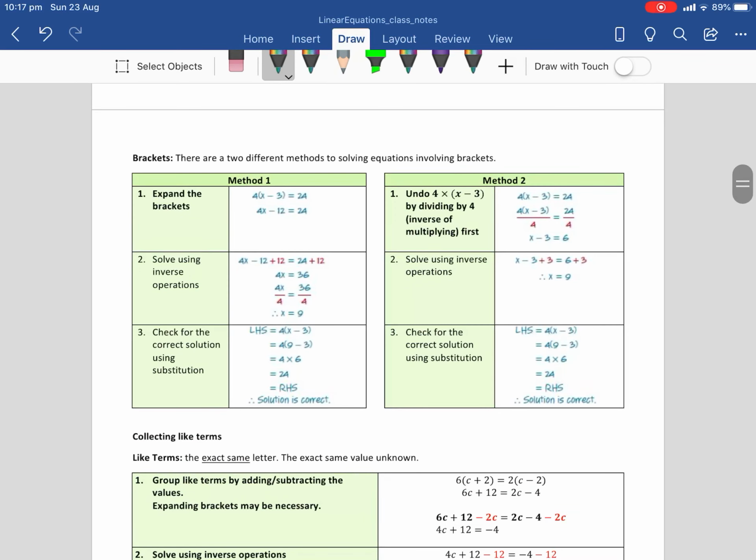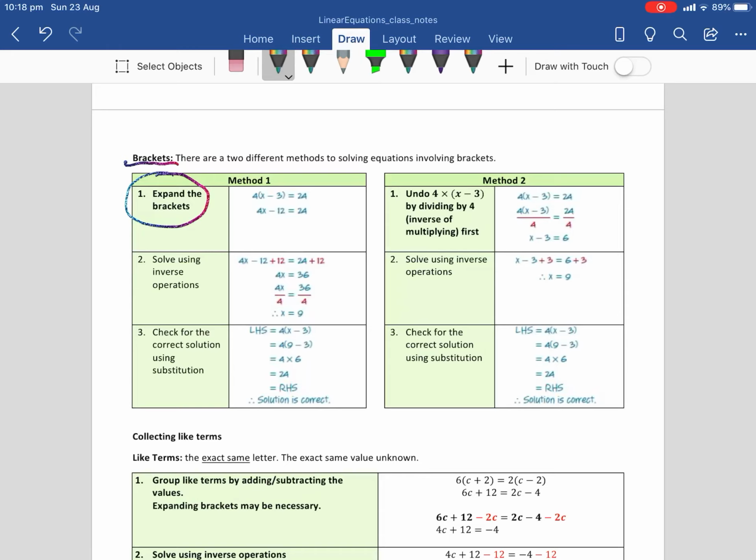Now, if there's an equation that has brackets, you need to follow one of these two methods. It's up to you what you prefer. Method 1 is expanding the brackets first and then solving the equation. Method 2 is to undo the number in front of the brackets first and then solving.